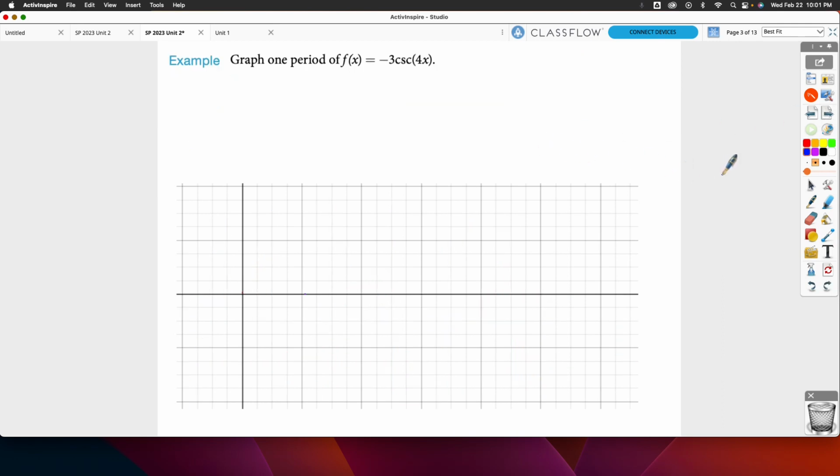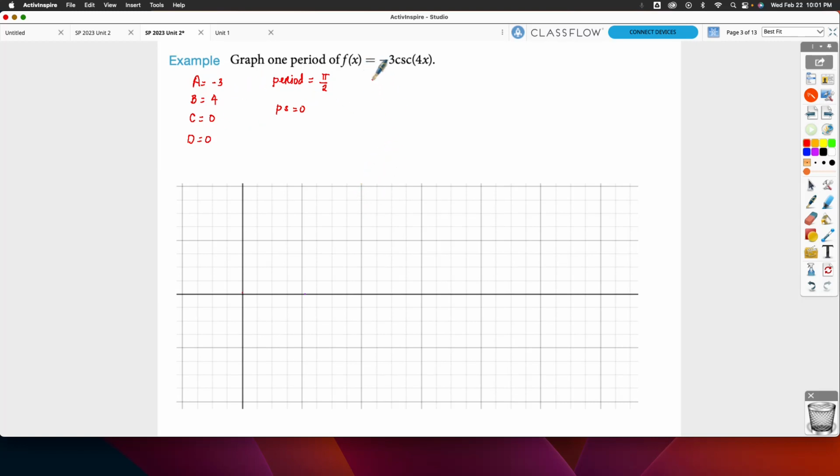Okay, let's take a look at this one. This one is cosecant. So basically, we do the same thing. Our A is equal to -3. Our B is equal to 4. There's no C. And our D is also equal to 0. So from here, our period is equal to 2 pi over B, which is 2 pi over 4 or pi over 2. Our phase shift, there's no phase shift because C is equal to 0.